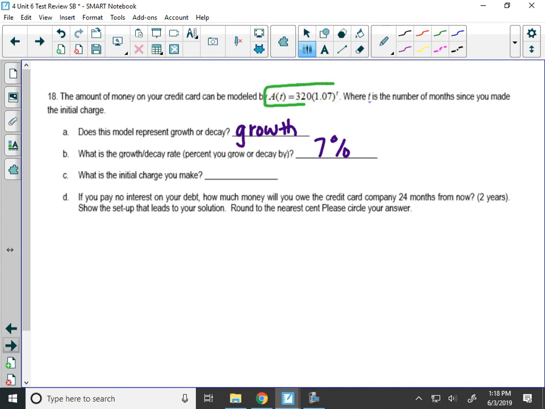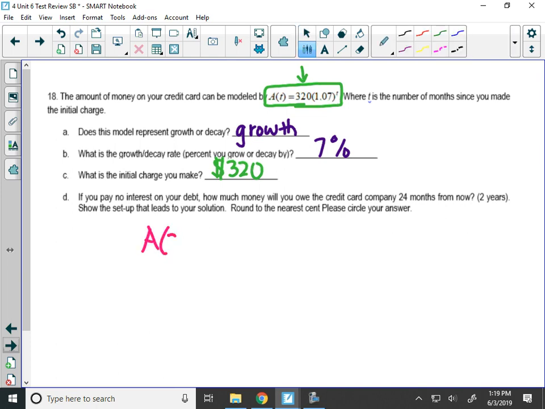What's the initial charge you make on your credit card? Well, that's the starting amount here, $320. Now, suppose you have interest paying on your credit card. You do not pay any money on it. You do not pay down your $320 bill for 24 months, which is 2 years. How much money will you then owe the credit card?